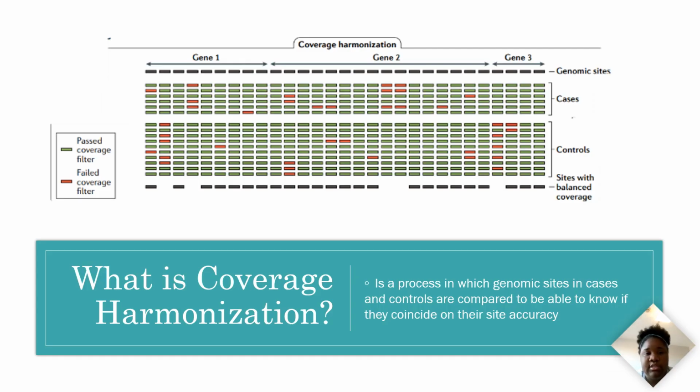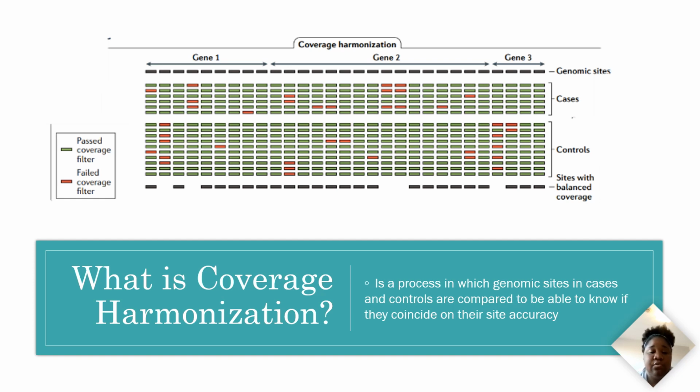What is coverage harmonization? Coverage harmonization is the process in which we compare all the places in the DNA between cases and controls and see if they can be verified to have a similar amount of coverage for us to be able to do an accurate analysis. This is better represented in the picture.